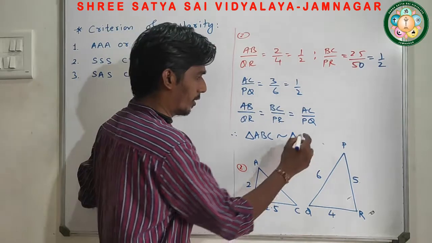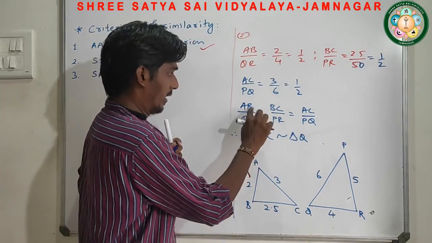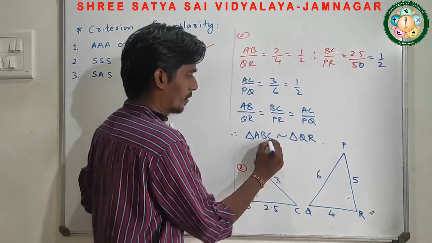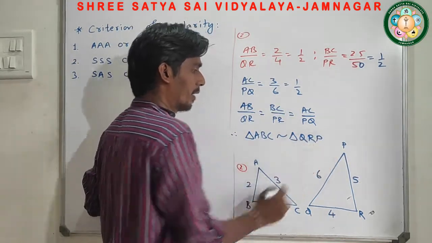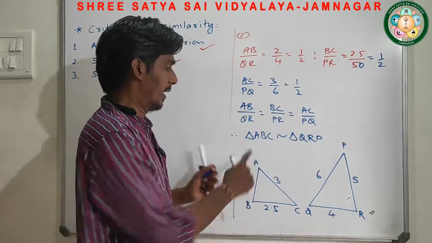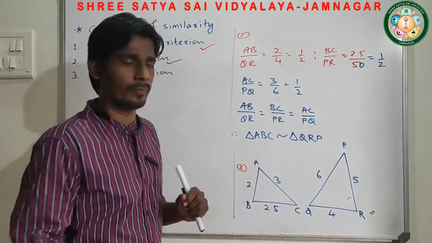A corresponds to Q. Now B corresponds to what? Here what is common? AB and BR. So B corresponds to R. C corresponds to P. So triangle ABC is similar to triangle QRP. A corresponds to Q, B corresponds to R, and C corresponds to P.